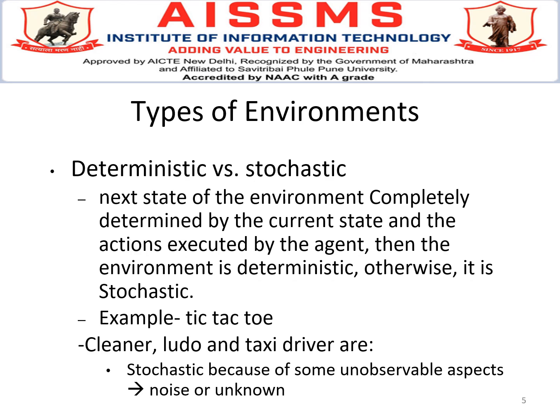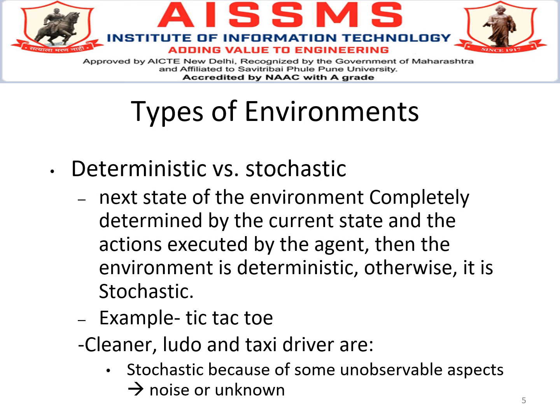The next one is deterministic versus stochastic environment. If the next state of the environment is completely determined by the current state and the action executed by the agent, then the environment is deterministic, otherwise it is stochastic. Suppose you consider tic-tac-toe, the cleaner, Ludo and taxi driver. These are stochastic because of some unobservable aspects, such as noise or unknown factors.